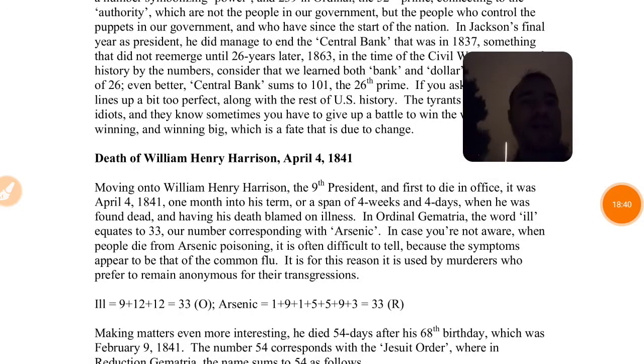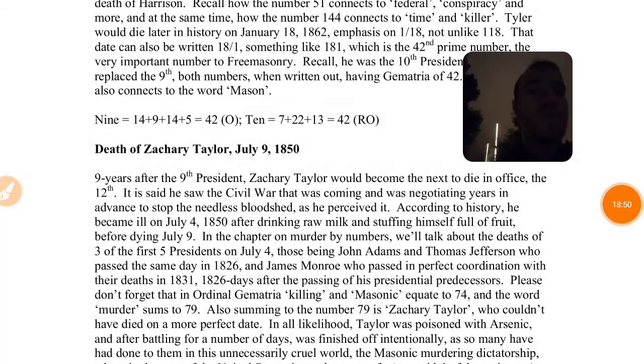So we've got William Henry Harrison, who died on April 4th, 1841. He was the 9th president and the first to die in office. Then we got Zachary Taylor, who died on July 9th, 1850, 9 years after the 9th president. Zachary Taylor would become the 2nd president to die in office. He was the 12th president.